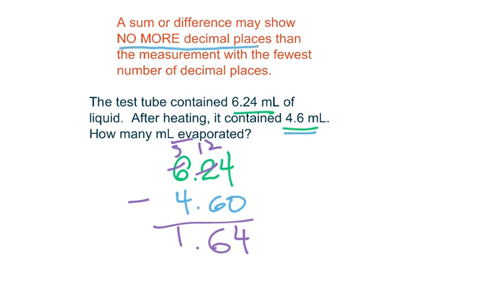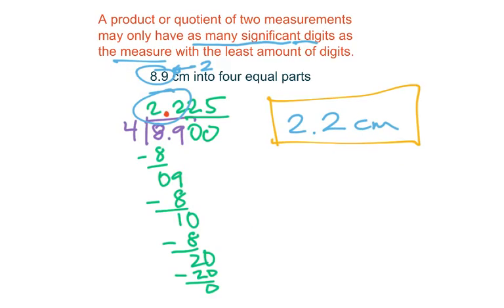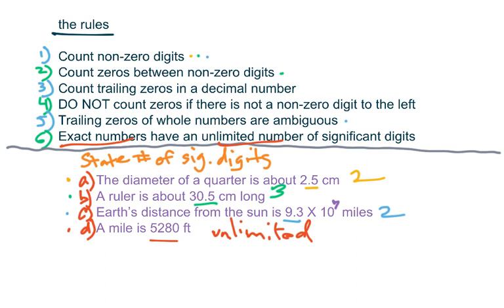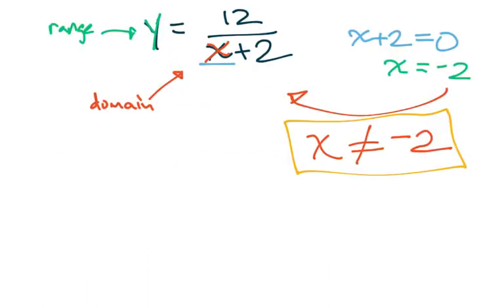1.64 milliliters exactly. However, notice what it says. It says a sum or difference. So this is a difference. May show no more decimal places than the measurement with the fewest number of decimal places. So my measurements were 6.24 and 4.6. Well, 4.6, that guy only had 1. So guess what? My difference in this case can only have 1. So even though I know it's exactly 1.64, I'm just going to call it 1.6 milliliters. And again, looking at those rules, there's some that I'm like, I have no idea what you're talking about. But when they give me examples like these, I can kind of get behind that. I hope you can too. But really, it's a science thing, not so much a math thing.